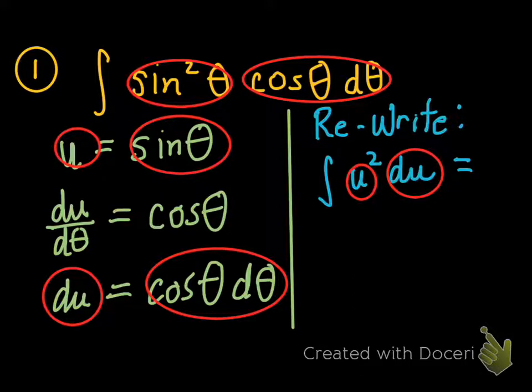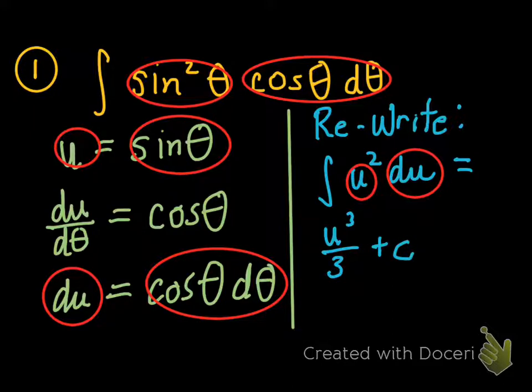The real advantage here is I didn't know how to integrate squat when I first got this problem. Now that I have rewritten the problem in terms of u, this is a pretty easy standard integration challenge. All I'm going to do is add 1 to the exponent and divide by the new exponent. You guys have been down this road before. U cubed over 3 plus c.